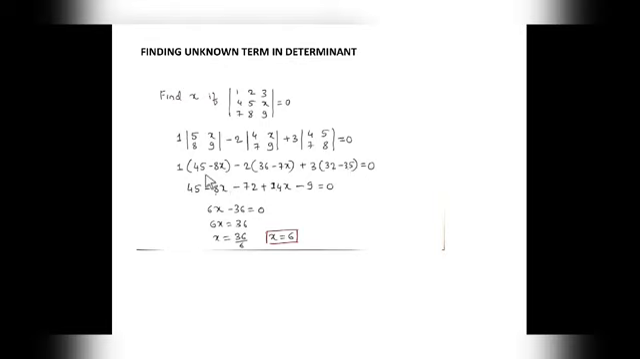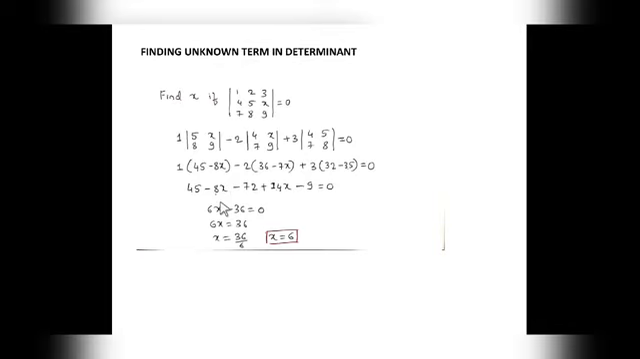1 into 45 is 45, minus 1 into 8x is minus 8x, minus 2 into 36 is minus 72, minus into minus plus 2 7s are 14x, plus 32 minus 35 is minus 3, minus 3 into 3 is minus 9, is equal to 0.